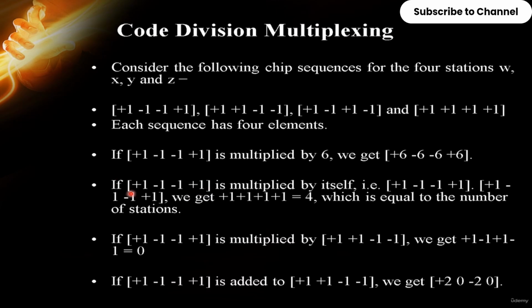Then if a sequence is multiplied by itself, the answer is 4, which is equal to the number of stations. We had 4 stations. If this sequence is multiplied by another sequence, we get another sequence as the result, and the answer is 0. And if we want to add the sequences, we get an answer like this: +1 +1 -1 +1 +1, that is 0, and then -1 plus -1 is -2, and +1 plus -1 is 0.